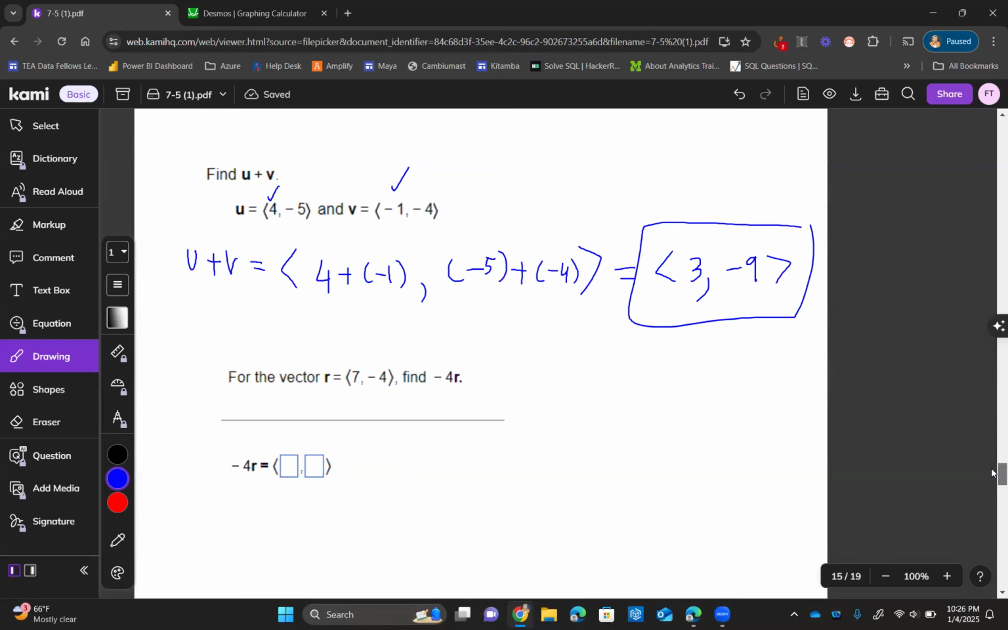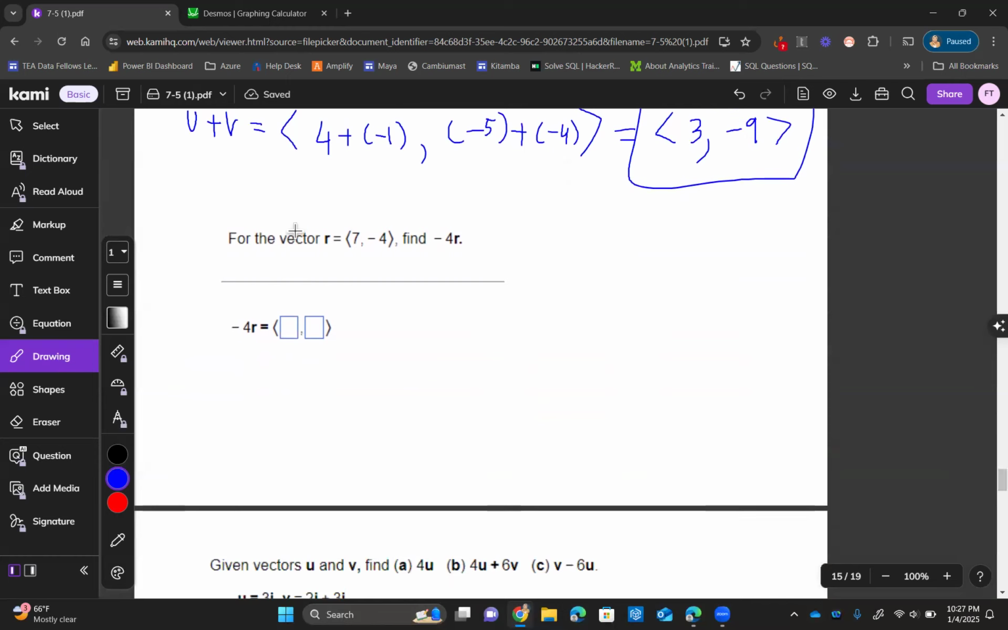The next question is asking, if they give me vector r as 7 comma negative 4, how can we find negative 4r? All we have to do is multiply each of these numbers by negative 4. So 7 times negative 4 is negative 28. Negative 4 times negative 4 is positive 16. And this is what we need to find for negative 4r.